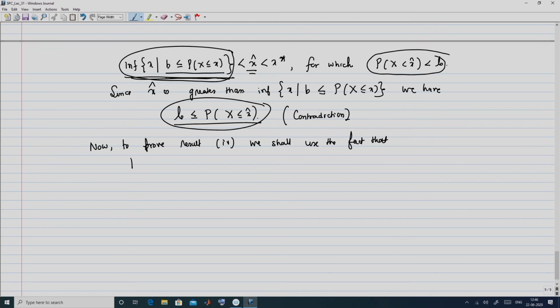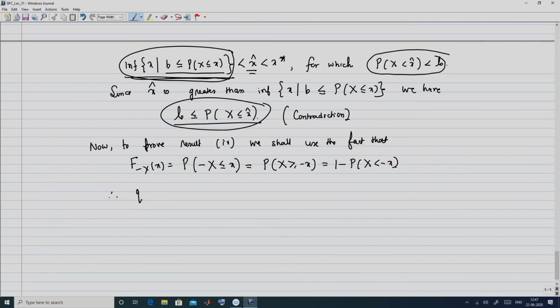that F of minus X of x, by definition, what is this going to be? This is going to be probability of the random variable minus X being less than or equal to x, and this is equivalently probability of the random variable X being greater than or equal to minus x, and this is nothing but 1 minus probability of X being strictly less than minus x.